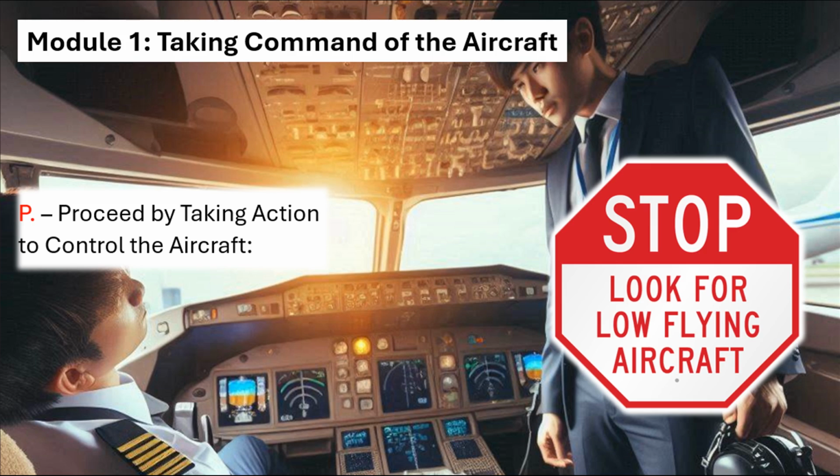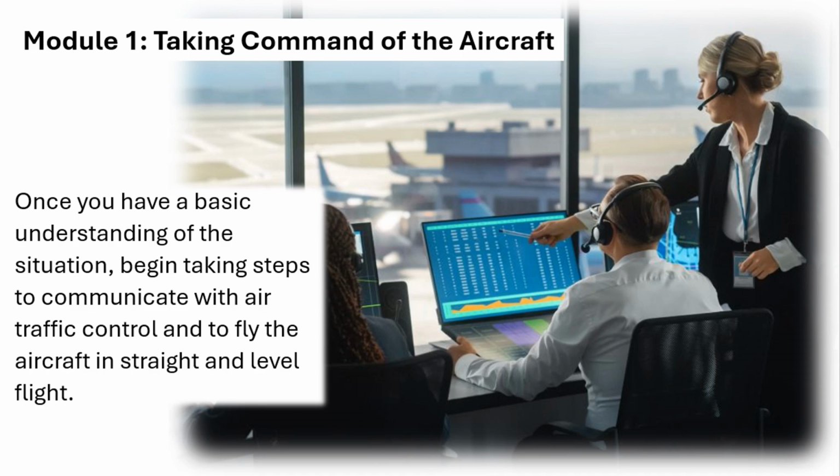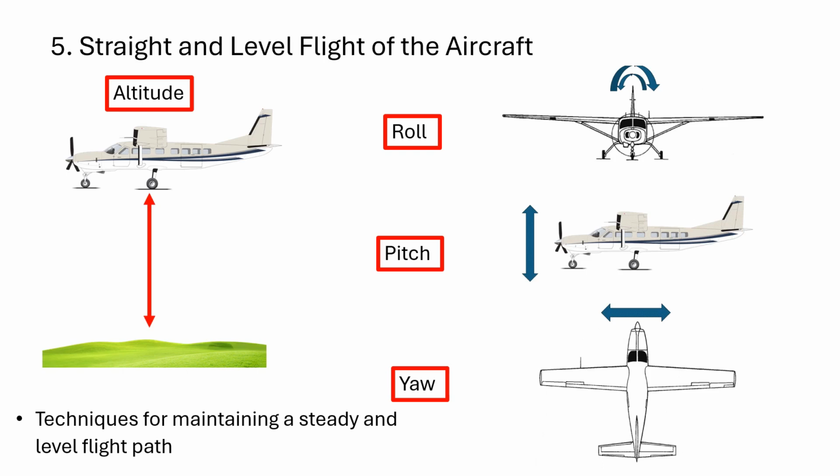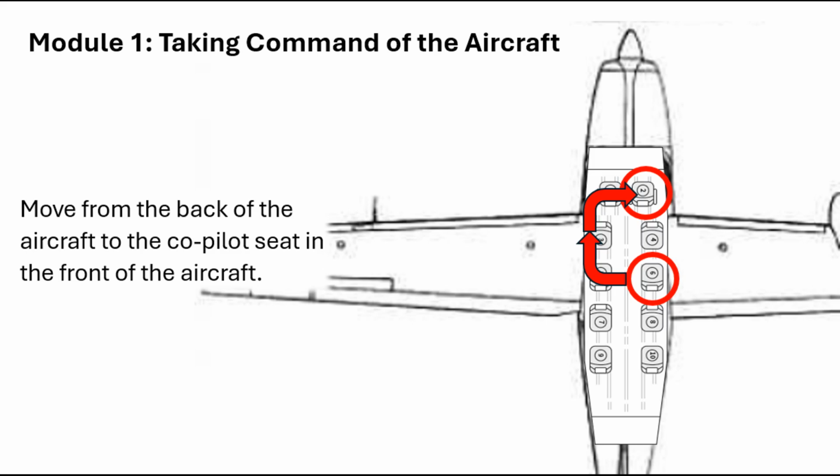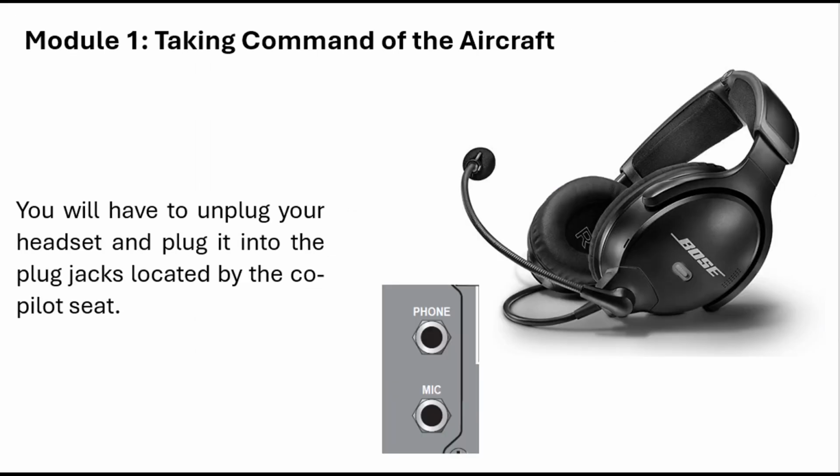P. Proceed by taking action to control the aircraft. Once you have a basic understanding of the situation, begin taking steps to communicate with air traffic control and to fly the aircraft in straight and level flight. Move from the back of the aircraft to the co-pilot seat in the front of the aircraft. You will have to unplug your headset and plug it into the plug jacks located by the co-pilot seat.